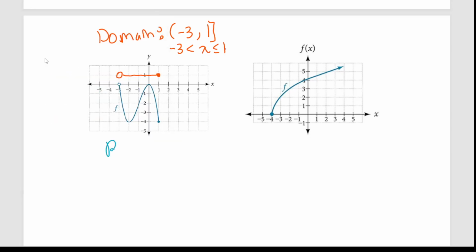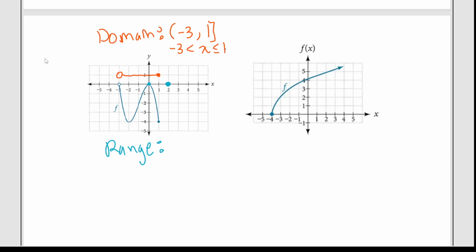For the range, now we want tunnel vision up and down. So up and down wise, it actually does hit the point y is 0 right here. So even though it's got an open circle on the other point where y is 0, the fact there is a closed circle once at y is 0 means it actually does hit that point.